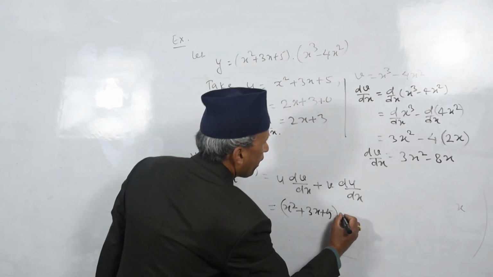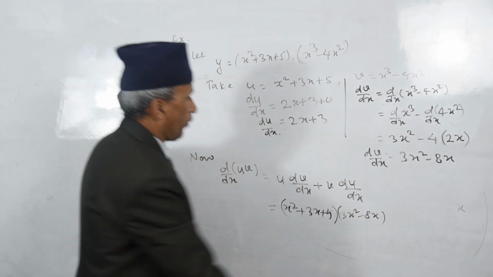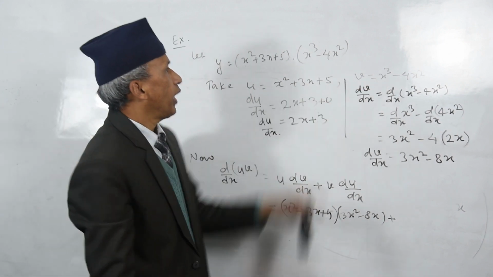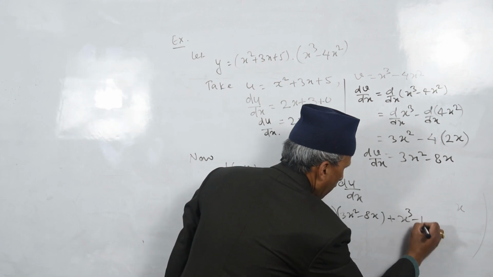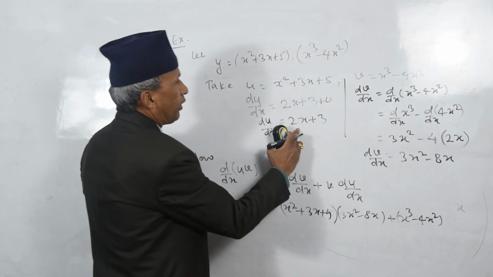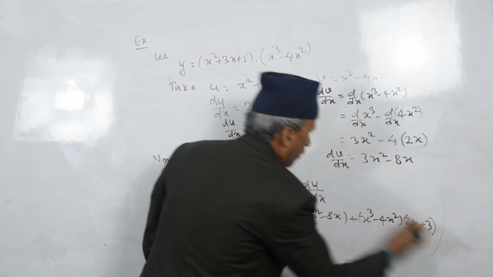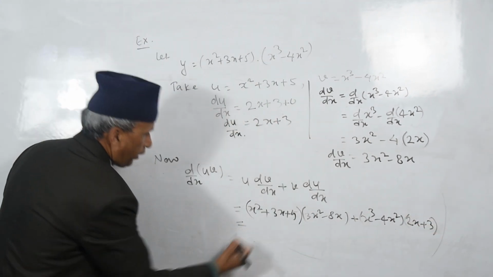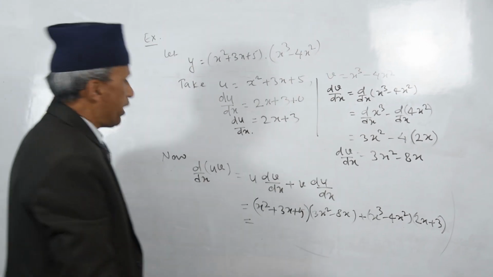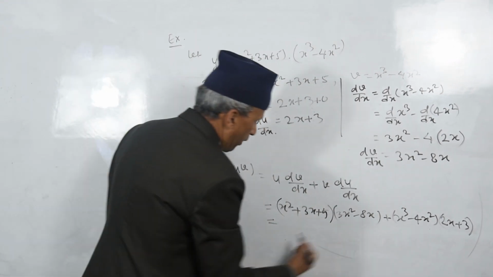dv by dx is 3x square minus 8x, plus v, x cube minus 4x square, into du by dx, 2x plus 3. Okay, then you just multiply and get the answer. There are many terms, so you can just multiply term by term, each term by each term.